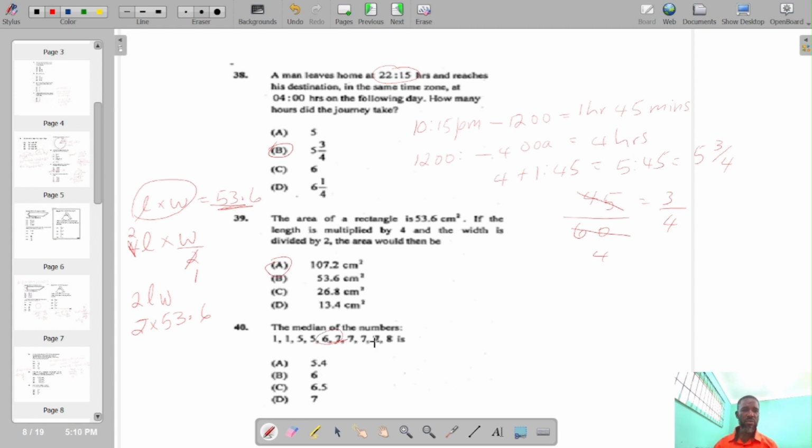So we have 4 on the right and 4 on the left. Therefore 6 and 7 are the middle numbers here. So we're going to add 6 plus 7, that will give us 13. And then if we divide 13 by 2, we are going to get 6.5. So therefore the median in this case is equal to 6.5.